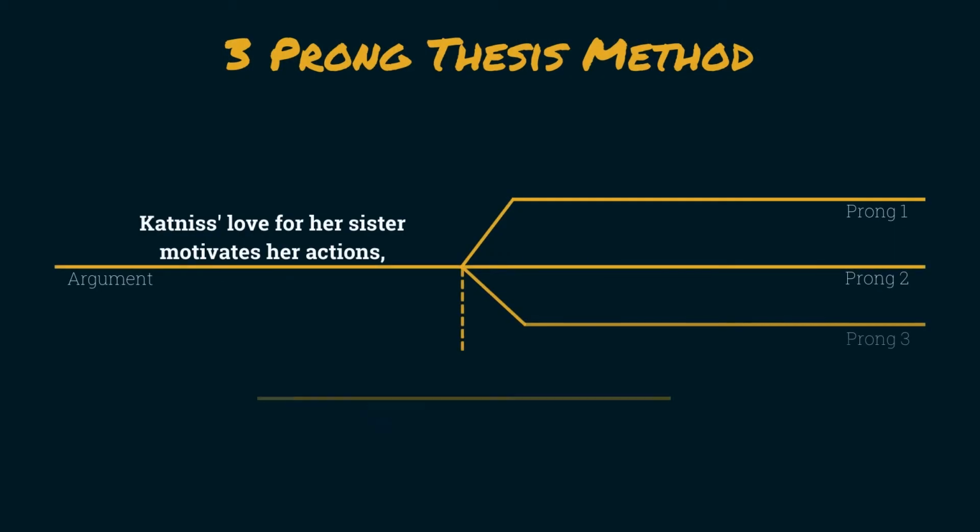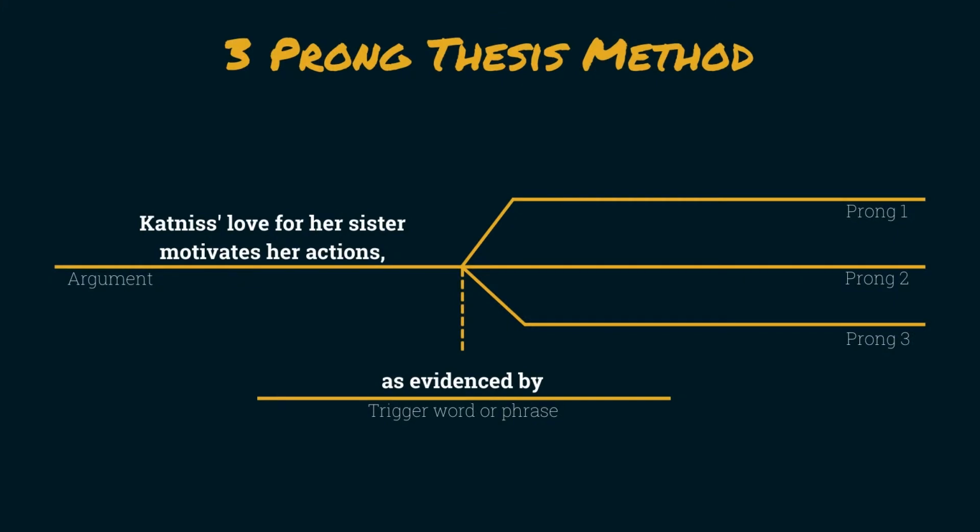So let's look at building a thesis statement for The Hunger Games. Like I said, I want to talk about Katniss and her sister. So at the beginning of my thesis, I'm going to say my argument and my prong. Katniss loves her sister, and that motivates her actions. Now, this is where we get to the prong part of the thesis here. And that is going to be our trigger word saying that we're going into evidence. So I'm not going to use "because," since it doesn't really work with how I've built the sentence so far. So I'm going to say Katniss loves her sister and that motivates her actions as evidenced by her volunteering.